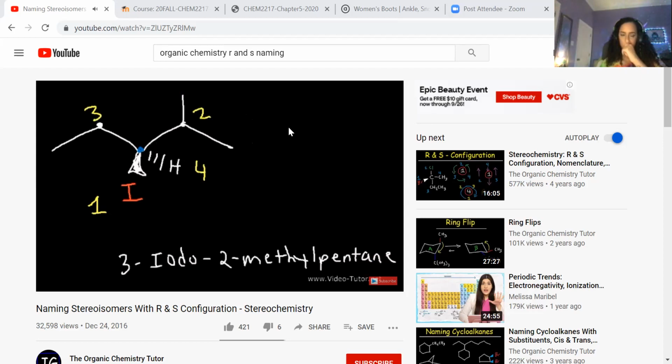Now, the hydrogen atom, group number 4, is already in the back, so we don't need to reverse it. So we can count it from 1 to 2 to 3. And so this is going in a counterclockwise direction, which is S again. So the answer is S, 3-iodo-2-methylpentane.